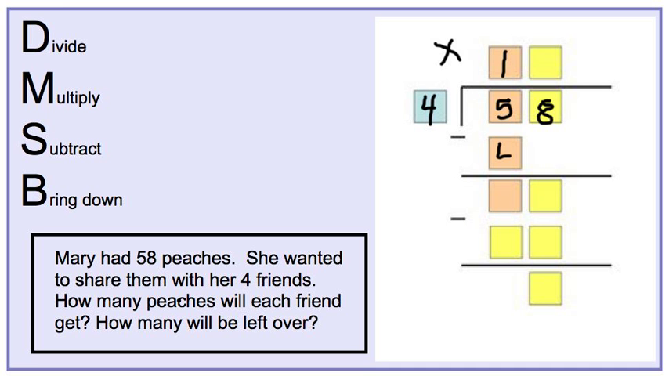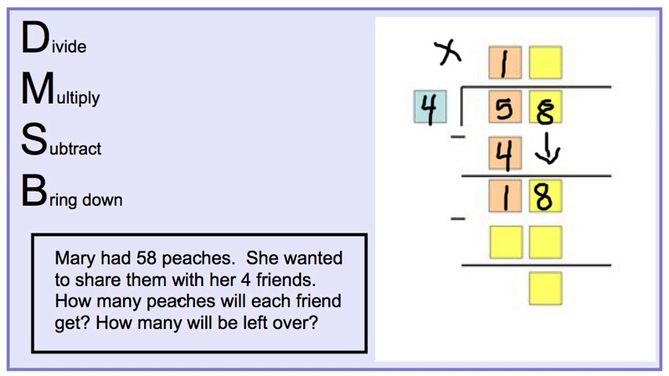My next step is to subtract. So 5 minus 4 equals 1, and I'm going to put my 1 right here in the peach box. And the next step is to bring down. So I am just going to bring down my 8 and put it right next to the 1. Now I have to start over, but instead of working up top, I'm going to work down here where the number 18 is. And I'm going to do the same thing.